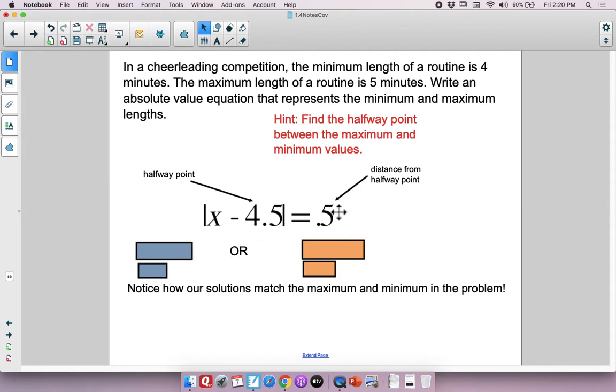Then what would you do? Well, we would do this just like the other equations, right? We want x minus 4.5 to equal 0.5, or x minus 4.5 to equal negative 0.5. Solve those. You got 5, and you got 4. And isn't that how you're checking? Because really all we had to do was write this. This part was just really the checking. Find the halfway point between your maximum and minimum, and then figure out the distance that they are from each of them.